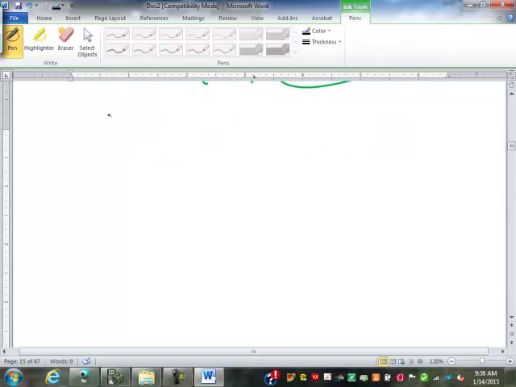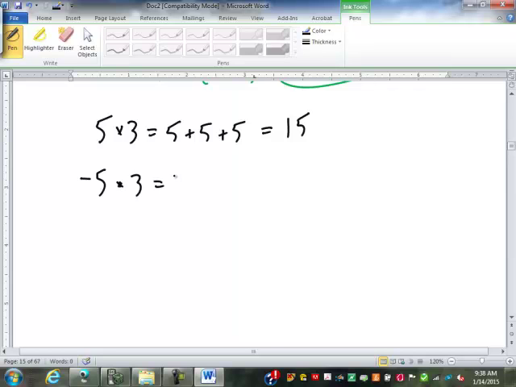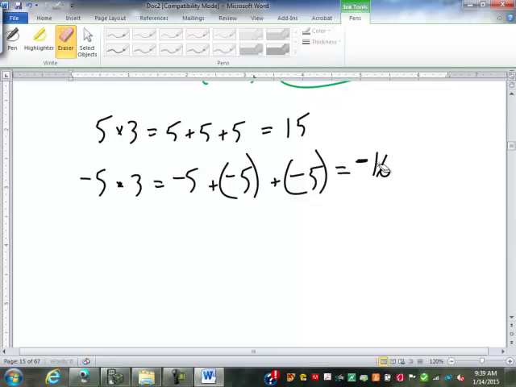Multiplication. We've already looked at this here. 5 times 3 is really a repeated addition. 5 plus 5 plus 5 is 15. So then it's not much of a stretch to say negative 5 times 3 is negative 5 plus negative 5 plus negative 5. Now you'd probably have the parentheses in there like that. Well, that's going to be negative 15.